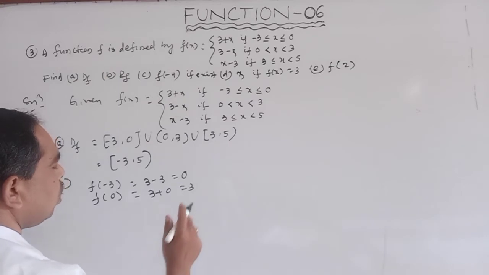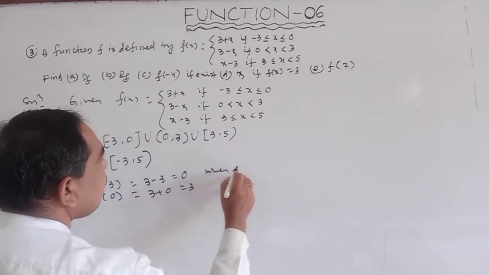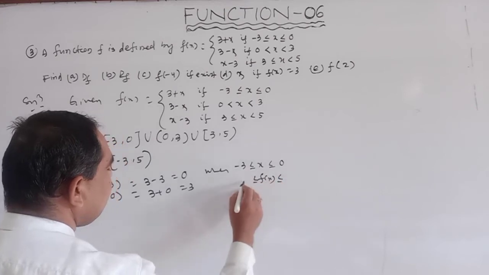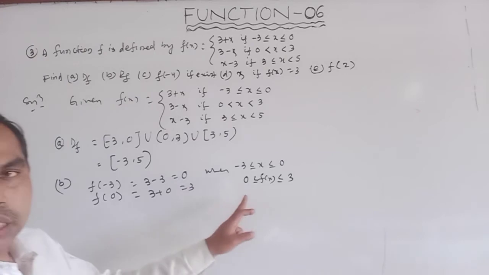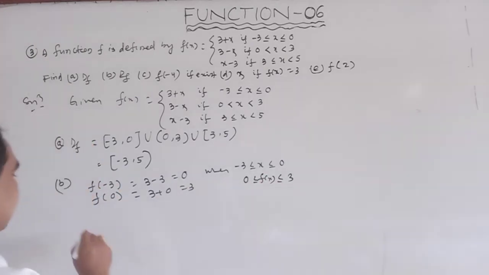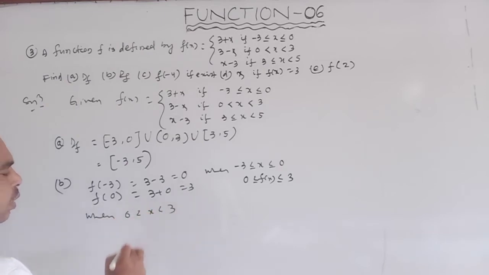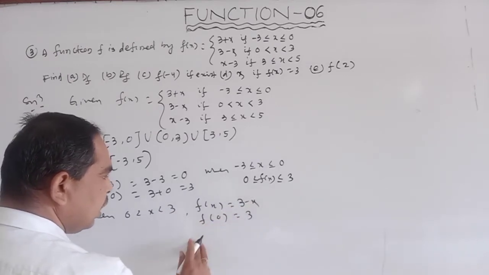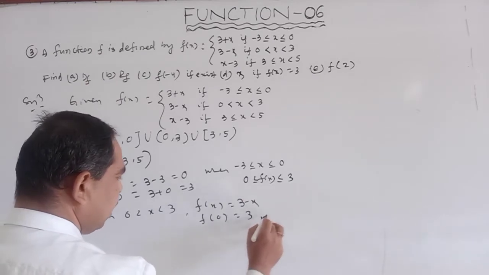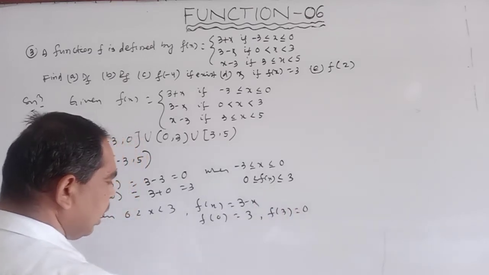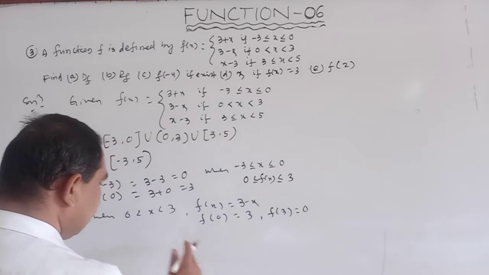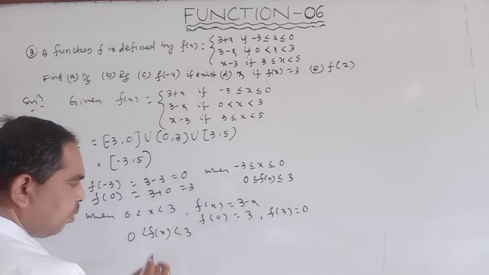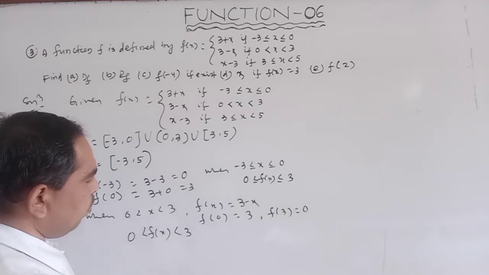So this is 0 to 3. When -3 is less than or equal to x less than or equal to 0, f of x lies between 0 and 3. Next, when 0 is less than x less than 3, what is f of x? f of x is equal to 3 minus x. So f of 0 is equal to 3, and f of 3 is equal to 3 minus 3, which is 0. That means f of x lies between 0 and 3.